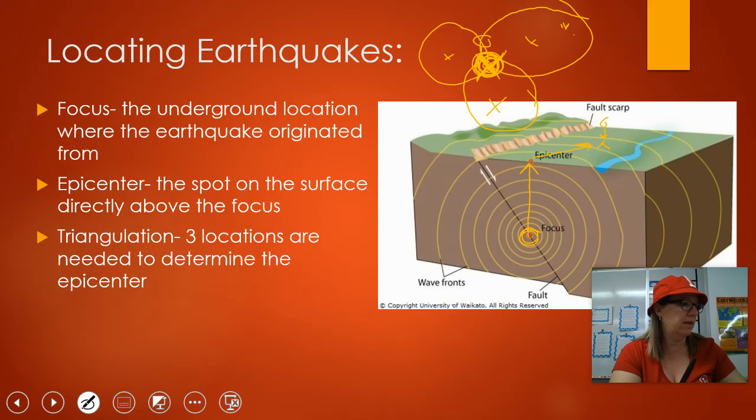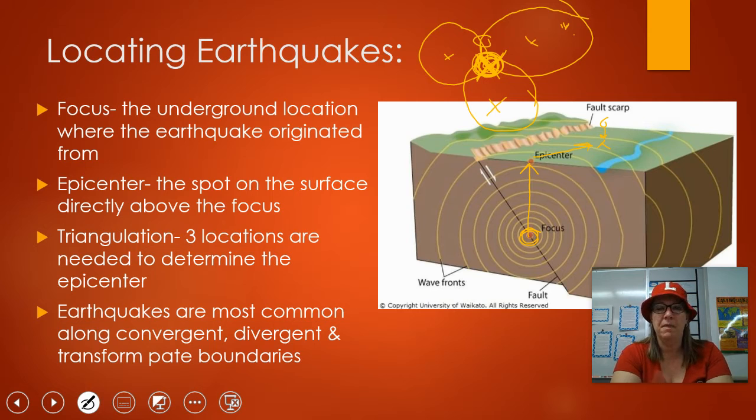And actually, if you look at page 140 in your book, there's a much better picture of that. There's a map, and it explains how that triangulation occurs. And then it's important to know that most earthquakes happen along those plate boundaries.